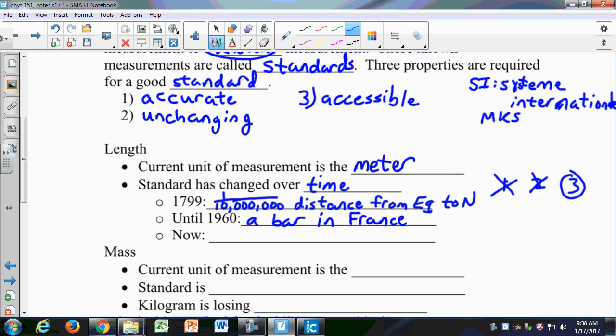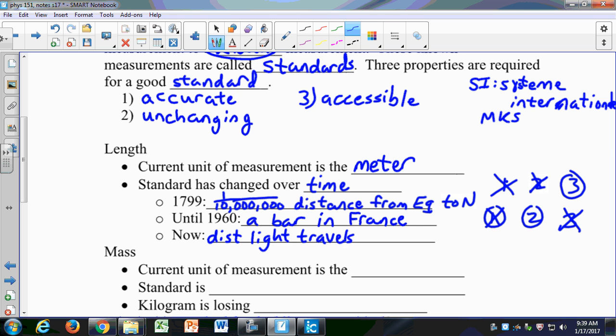Is it accessible? No. So the bar in France, is it 1, 2, or 3? Maybe yes, maybe no. Is it unchanging? Okay, yeah, sure. Is it accessible? No. Although they would send copies of this meter to all the different countries where they made these measurements. And now the unit of measurement for the meter, the standard, is the distance that light travels in a certain amount of time.